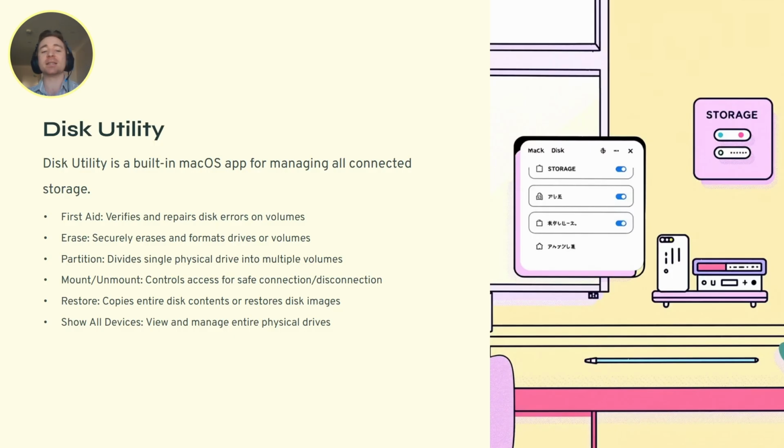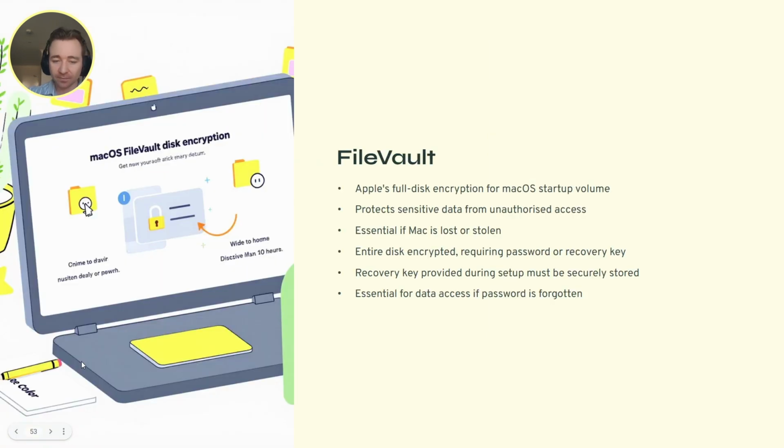So Disk Utility is a built-in macOS app for managing all connected storage. If you want to manage anything about your connected storage, you're going to go ahead and use Disk Utility. You can use it to do First Aid. You can erase or format your drive. You can chop it up into different partitions. You can mount or unmount it. You can restore, which copies the entire disk contents or restores disk images, or you can show all devices, which will view and manage entire physical drives that you have connected, all right?